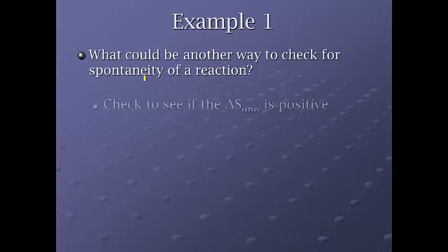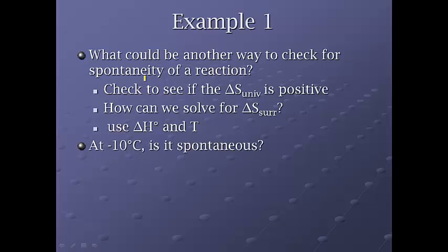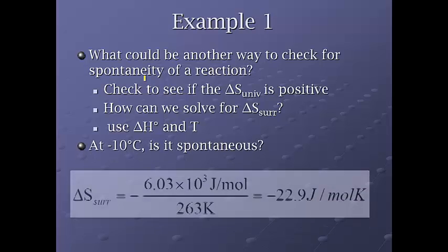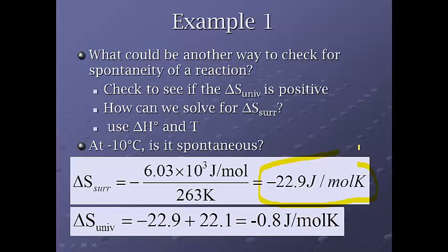All right, another way to check for spontaneity would be to check to see if the delta S of the universe is positive. How can we solve for delta S of the surroundings? Well, we can use the delta H prime and T, because of that new equation that we just had. So at negative 10 degrees Celsius, delta S of our surroundings is going to be equal to our delta H over our temperature. Okay, and so that's going to be negative 22.9 joules per mole Kelvin. So same thing, since delta S of the universe is negative, it's still not spontaneous simply because you have a negative. So it just shows us that both of those support that.